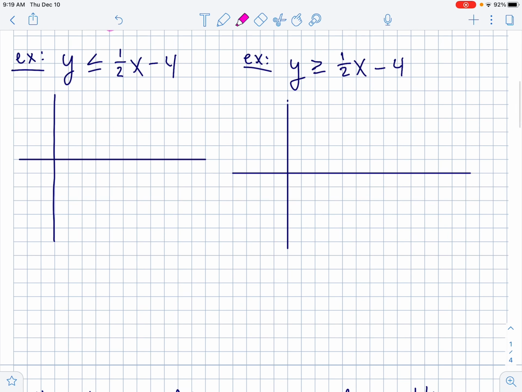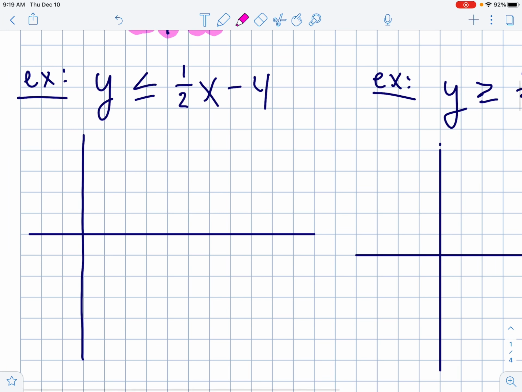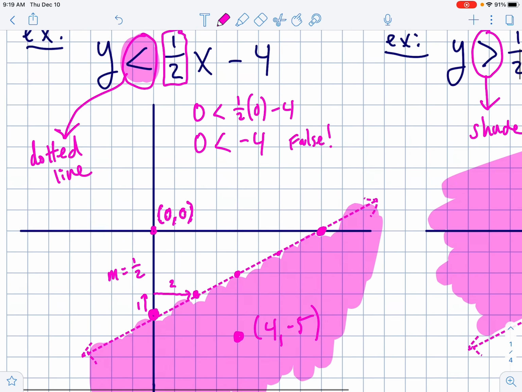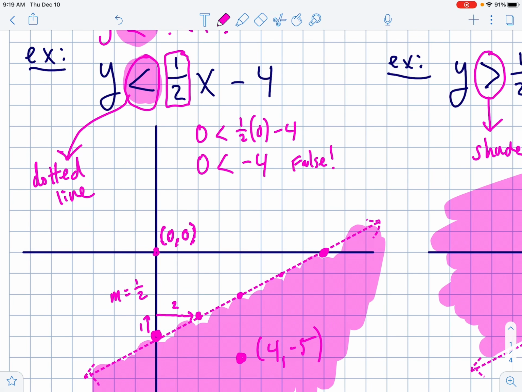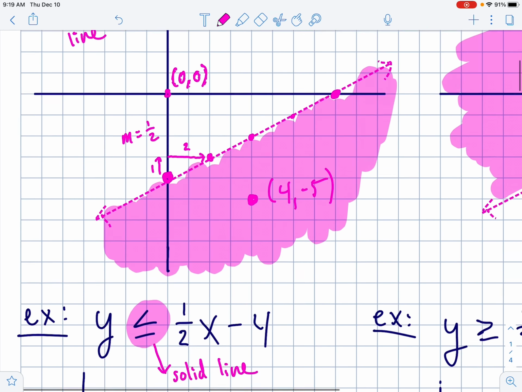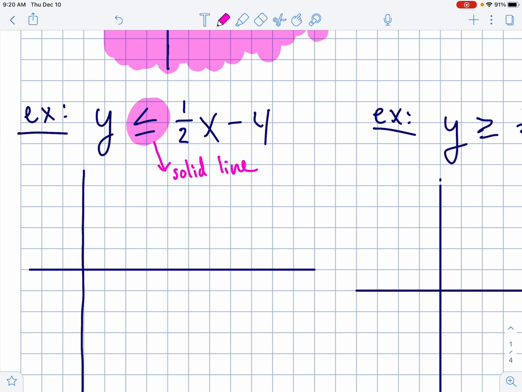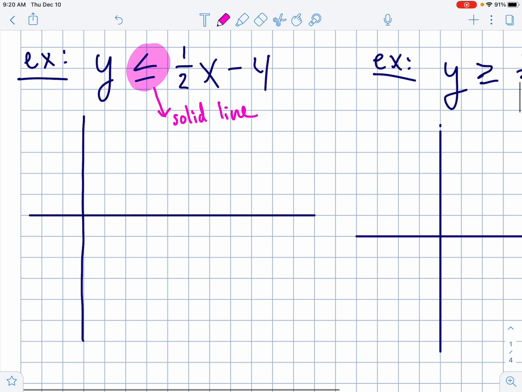Now the next two problems are still all the same numbers, but the only thing that's changed is now this is a less than or equal to. If you have a less than or equal to, this is going to be a solid line instead of a dashed. So up here, because it was just a regular less than, that means you used a dashed line. Here, the less than or equal to means it's solid. What this means is that any point that's actually directly on the line is also going to be included in our solution set.